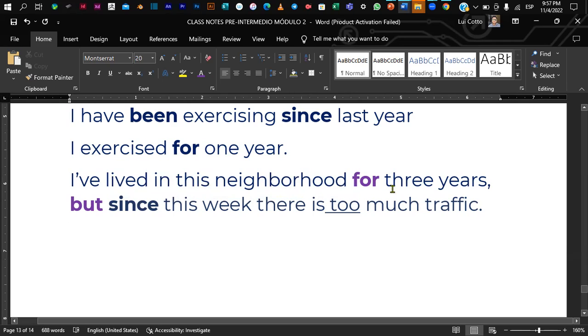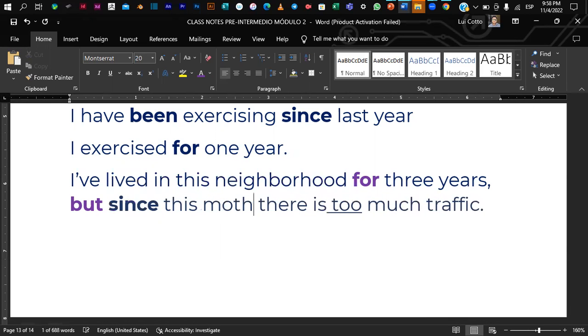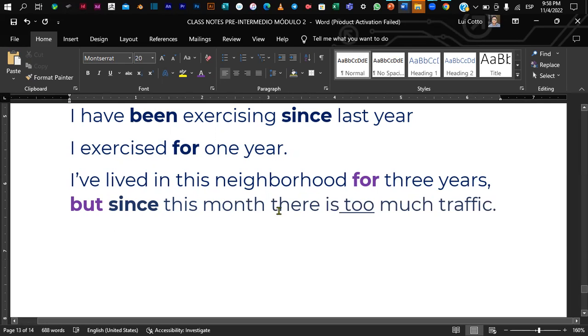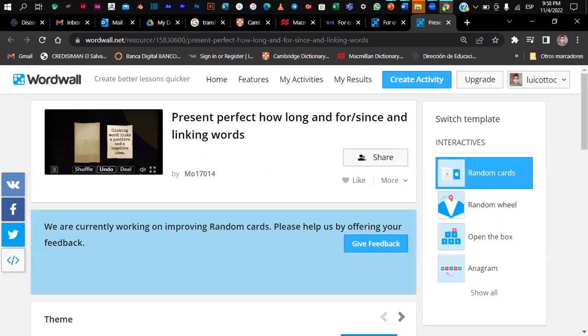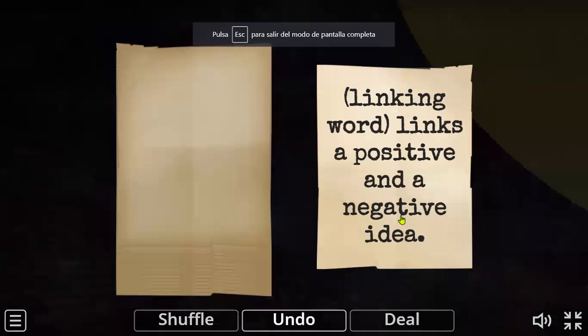I've lived in this neighborhood for 3 years, but since this week, or since this month, or desde este mes, you can use month even. Since this month, there is too much traffic and that doesn't help. Eso no ayuda. Okay. Is this a negative sentence? Yes, it is. There is the contrast. Ahí está el contraste. Affirmative and the negative part. That is what it's saying here in the example.